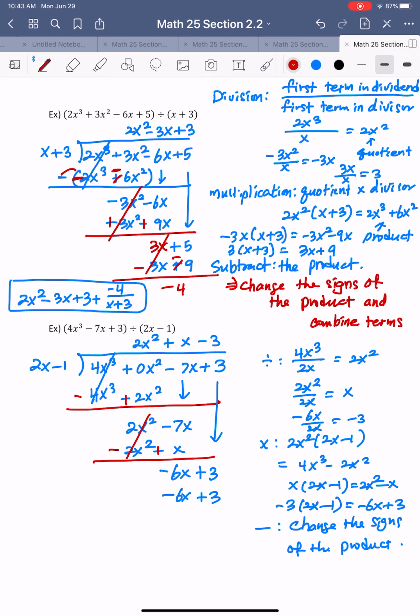And subtract. Oh, this time we got 0 remainder, right? That means, sorry, that means this is the solution, okay? You don't have to write it because it's a 0 remainder. Okay, so that's a possible way too.